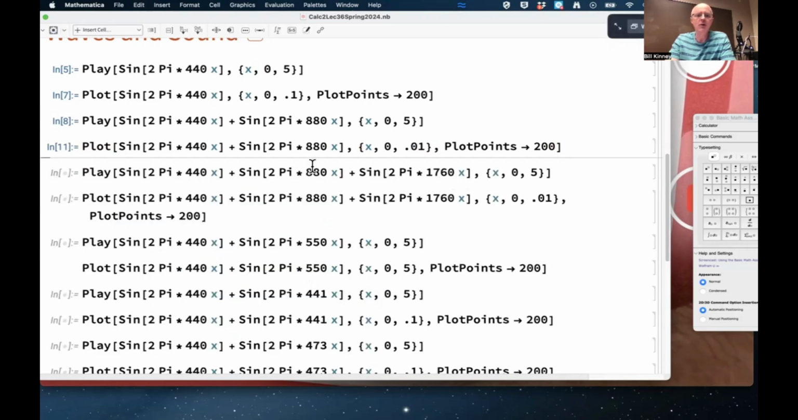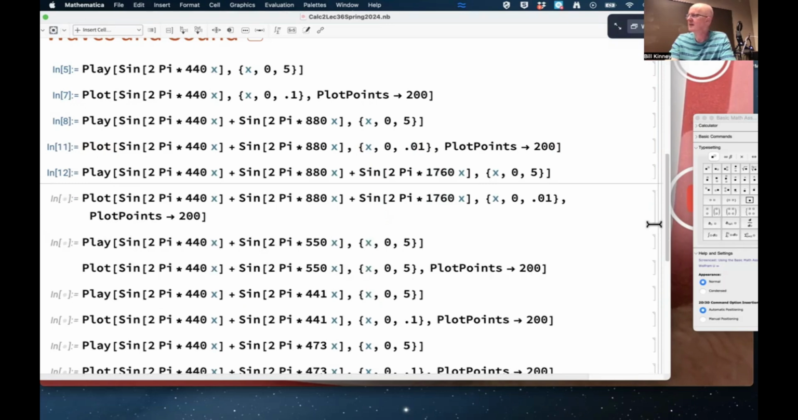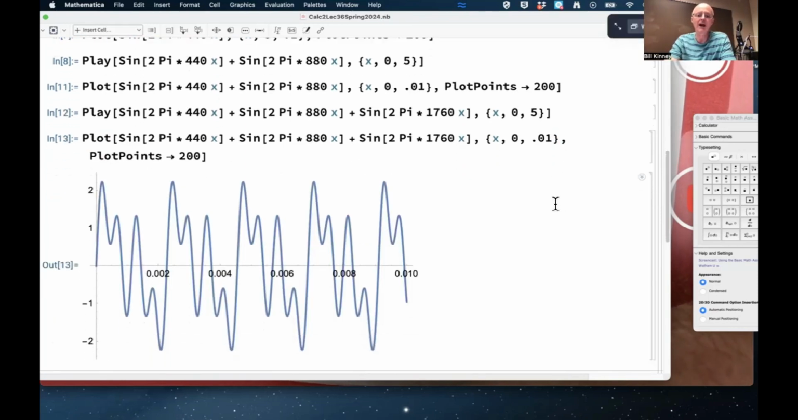Let's add in a third tone, 1760, yet another octave higher. I keep doubling the frequency. Three of them. These are all supposedly Cs, which I wasn't really thinking about in the first class. If you wanted to get a chord in there, you'd have to use other kinds of frequencies. What does the graph of this one look like when it's close in? It's a little bit more wild.